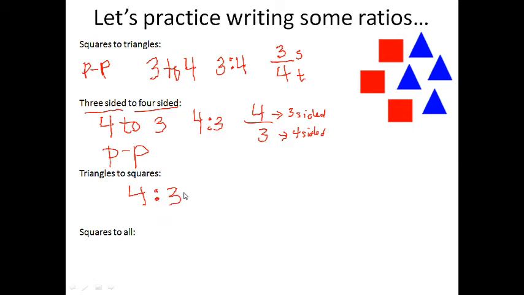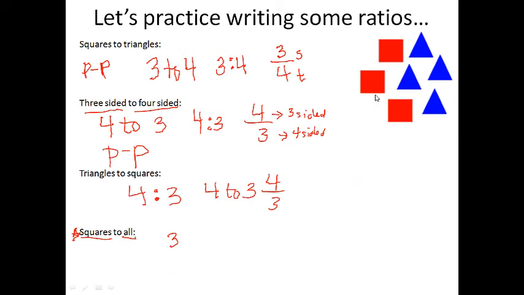I chose to use the colon first, and then let's use the word 2, and then let's write it as a fraction. So they start to look the same, they're just asking in different ways. Now this last one's a little bit different. It's how many squares to all of them. So we said that there are 3 squares, but then we have to figure out how many is all of them. 4 is not how many all of them is.